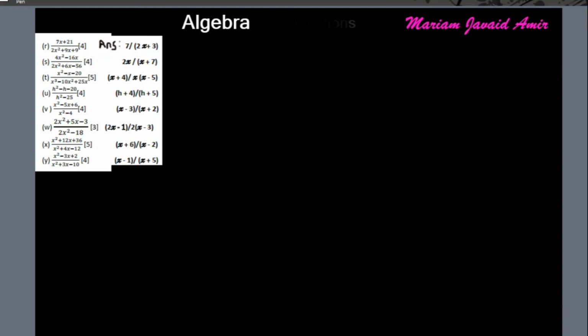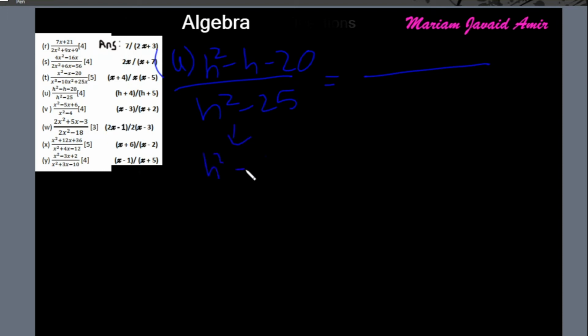Part U is h square minus h minus 20 over h square minus 25. So I'll directly factorize the denominator. This will become h square minus 5 square, which gives us a plus b and a minus b. Next, let's factorize the numerator, h square minus h minus 20.